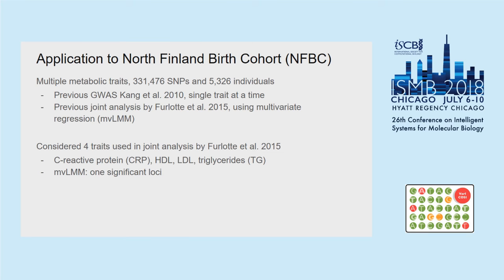Next, we applied our method to the North Finland birth cohort, which is a very well-studied classic GWAS data set, which includes multiple metabolic traits, about 300,000 SNPs and 5,000 individuals.